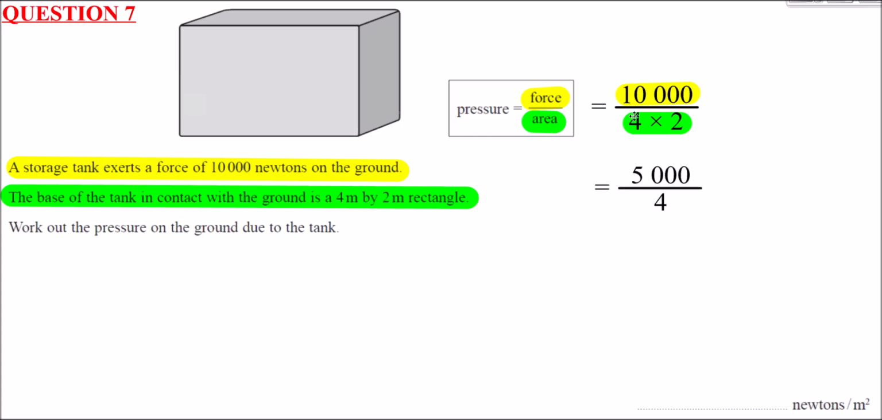So 10,000 over 4 times 2 becomes 10,000 over 8. What I've done here is just halved both the 10,000 and the 8. So half of 10,000 goes to 5,000, and half of the area, which was 8, becomes 4. Then 5,000 divided by 4, you could half again because both 5,000 and 4 are even numbers. That gives us 2,500 over 2, and then we can just half 2,500. So half of 250 is 125, plus the extra 0 is 1,250. Therefore, the pressure on the ground due to the tank is 1,250 newtons per metre squared.